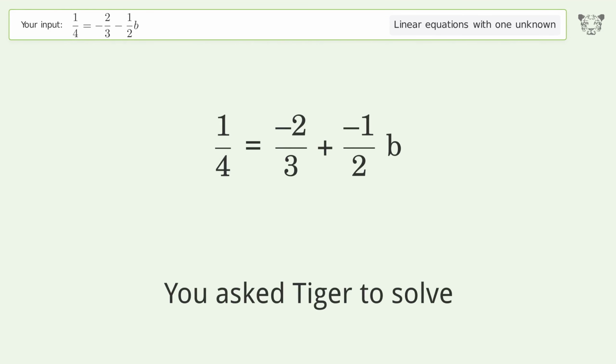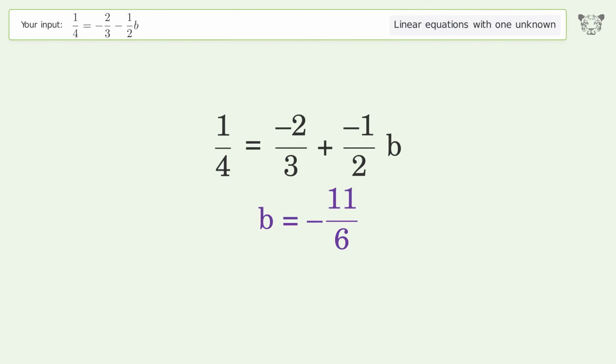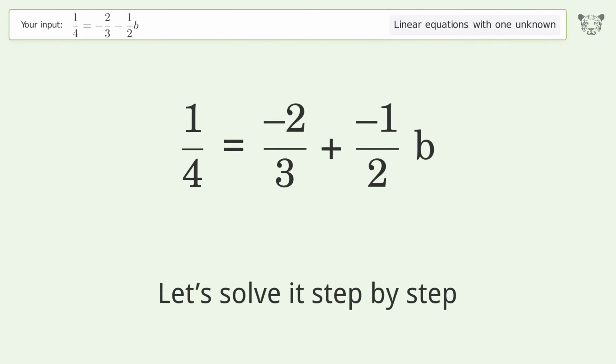You ask Tiger to solve this. It deals with linear equations with one unknown. The final result is b equals -11/6. Let's solve it step by step.